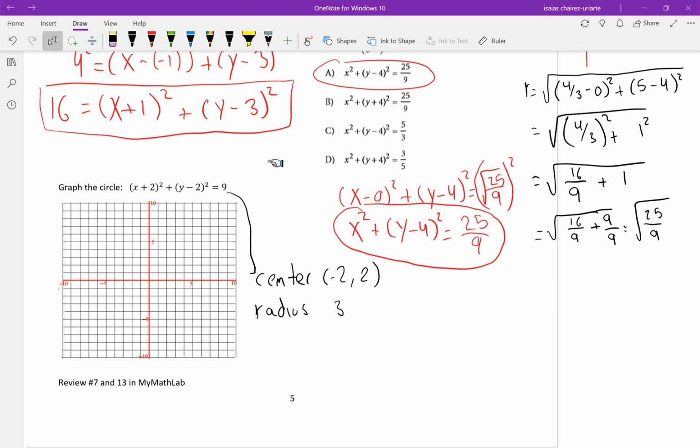Now that I know this, it's easy to graph, because now it's just negative 2, comma 2. So that's right there. And this circle has radius 3. So from here, I have to go 3 units to the right, 3 units to the left, 3 units up, 3 units down, and something like that. You get the idea. That doesn't look very circular at all, but that was my best attempt at a circle.